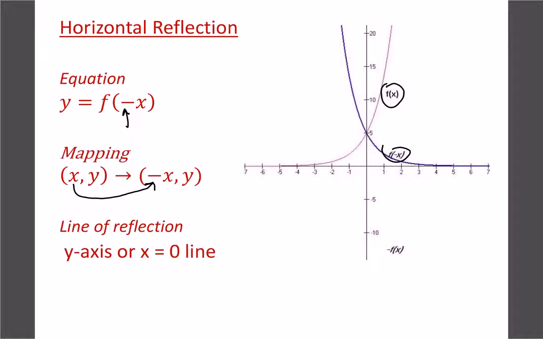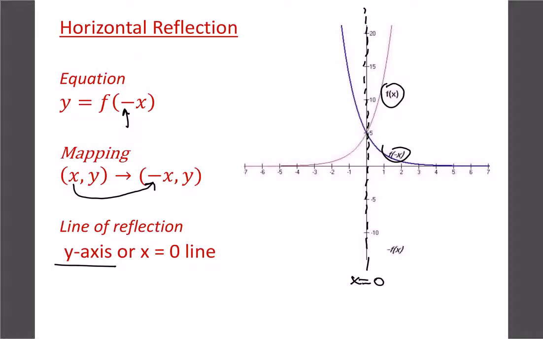Because we're reflecting horizontally, our line of reflection now is the y-axis. So we're going sideways across the y-axis, and again, we could say about the y-axis, over the y-axis, or we could say in the x equals 0 line. Right? If we tried to graph x equals 0, that would be a vertical line right along the y-axis. And again, horizontal is only going to be across the y-axis. It won't be any other line.